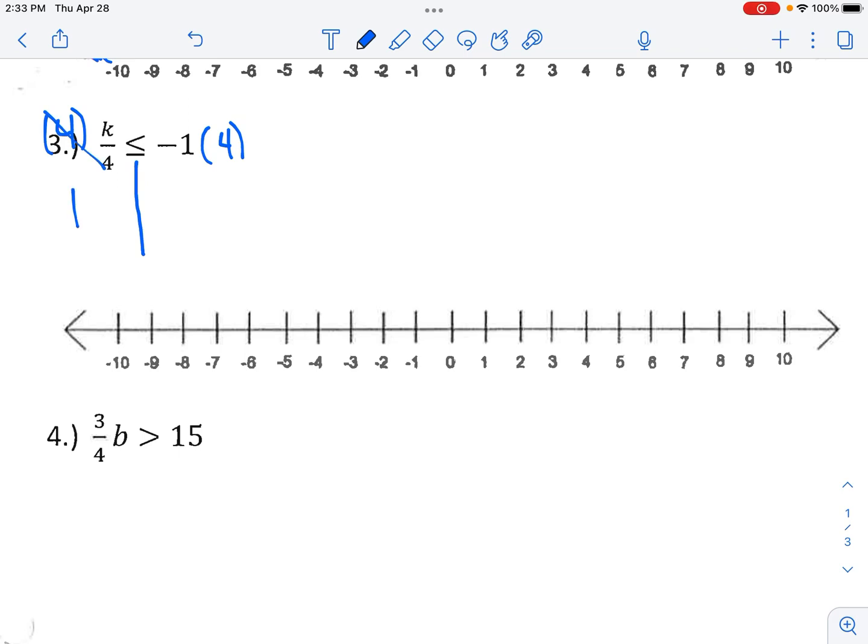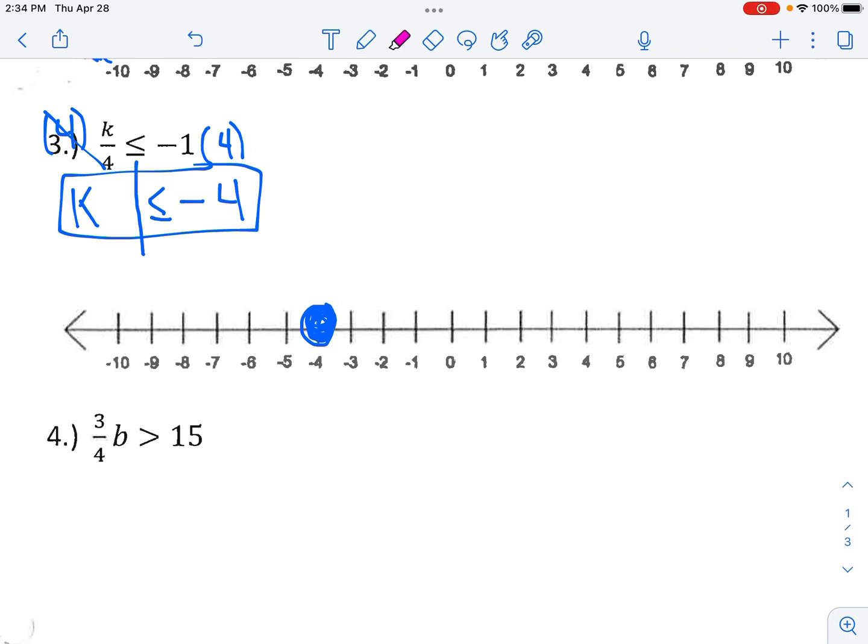Cancel. Over here we have k is less than or equal to. Now we go back to the rules for integers. A negative times a positive is a negative. So k is less than or equal to negative 4. Put your circle at negative 4. Less than or equal to is a closed circle.